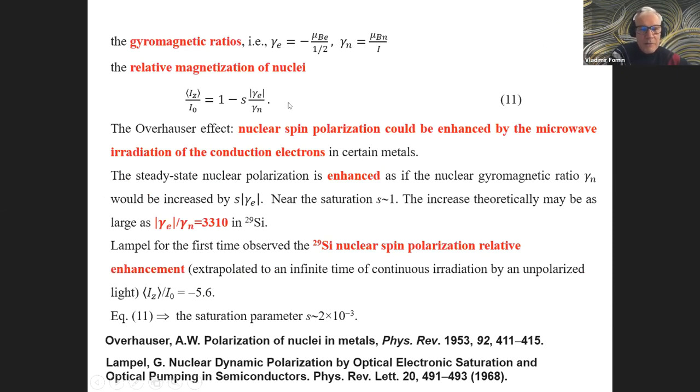And in fact, it's pertinent to the Overhauser effect. Nuclear spin polarization could be enhanced by the microwave radiation of the conducting electrons in certain metals. What do we need for that? We need the ratio of the gyromagnetic ratios for the electron and for a nuclear spin. And if we take here for certainty the isotope silicon 29, this ratio is remarkably large. It's more than 3,000.